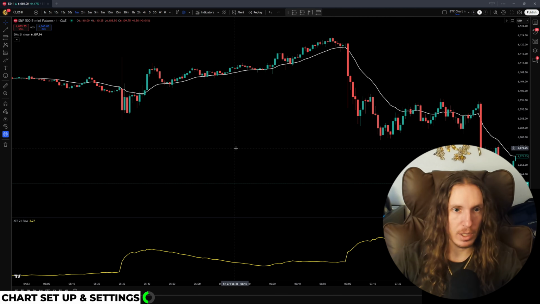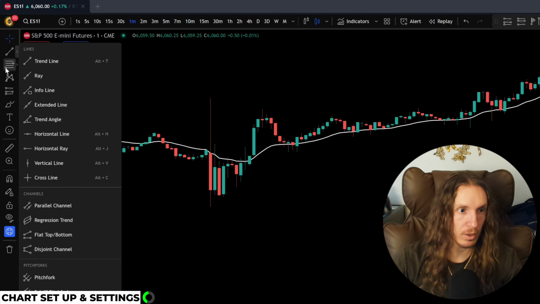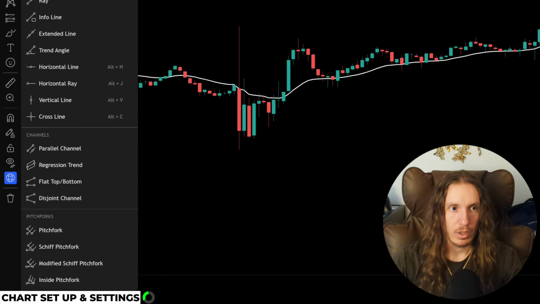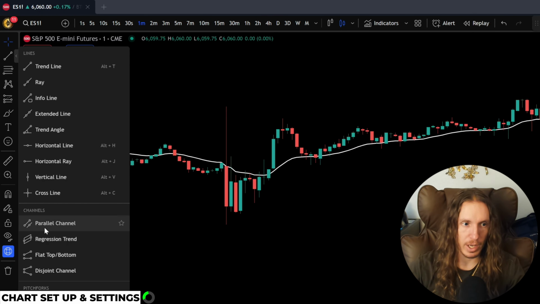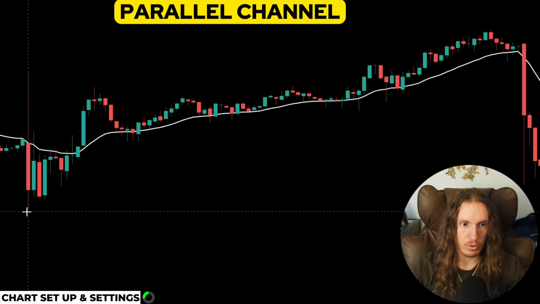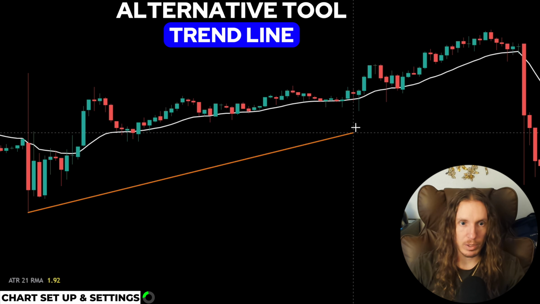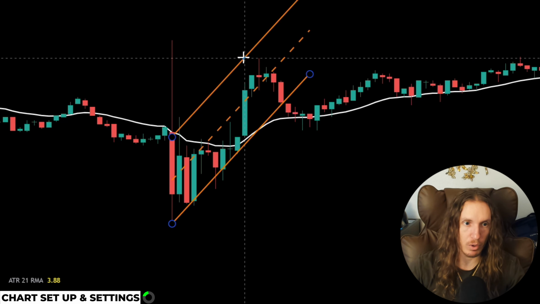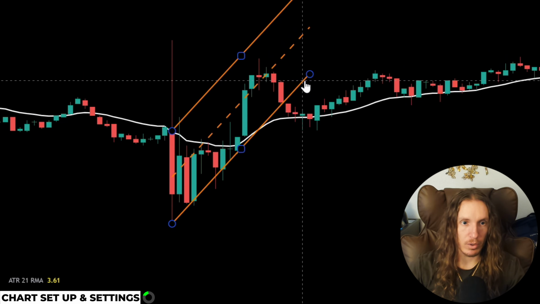And that's all we're going to need besides this tool right here, which is, we can use our trend lines. You know, there are different tools we can use. I'm going to use the parallel channel. You can use trend lines. I like channels though. So I'm going to use the parallel channel tool. And when you first draw one of these, I'm just going to draw a basic one here just to show you.